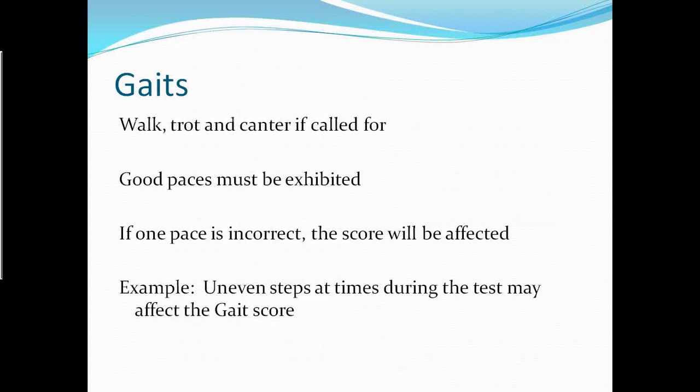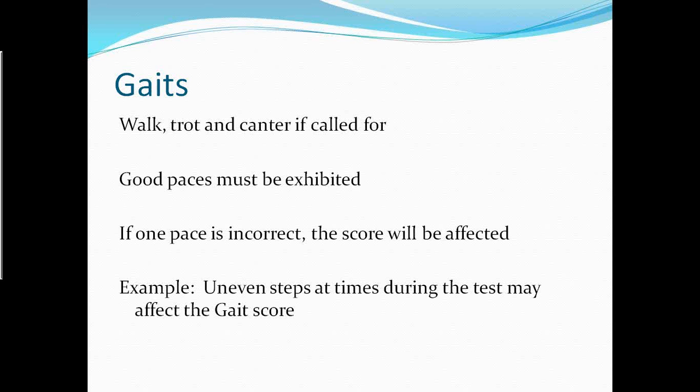Gaits is the first one, and that covers walk, trot, and canter at the advanced test, and actually there is an intermediate canter test as well. Good paces must be exhibited, and good paces mean that the horse is rhythmic, he's relaxed, he's exhibiting what needs to be seen in that pace. So at the trot, we're looking for the horse to track up and step into the footprint of the front foot with his hind foot. At the walk, we're looking for him to overstep at least by one footstep, if not two. We're looking for even steps of the same length, the hind legs both stepping through evenly.